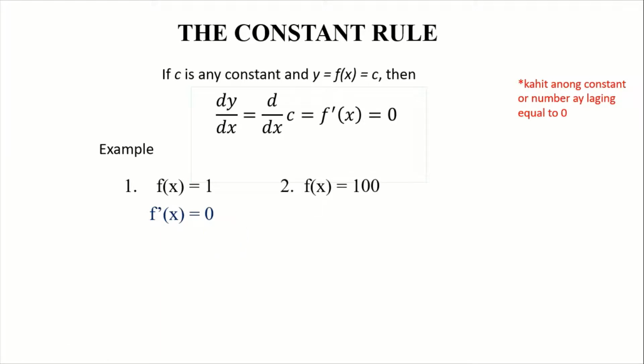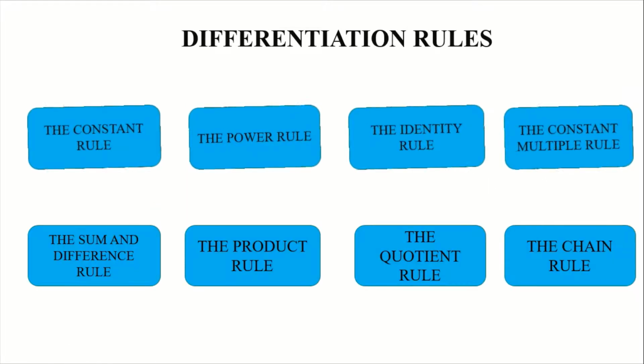Another one is f of x is equal to 100. So again, si 100 ay constant siya, so yung derivative niya is equal to 0. Alright? So last one is we have y is equal to 3. So si 3 ay constant, kaya yung derivative niya is equal to 0. Alright? So again, kahit anong constant or any constant ay laging equal to 0. So, let's move on to the power rule.